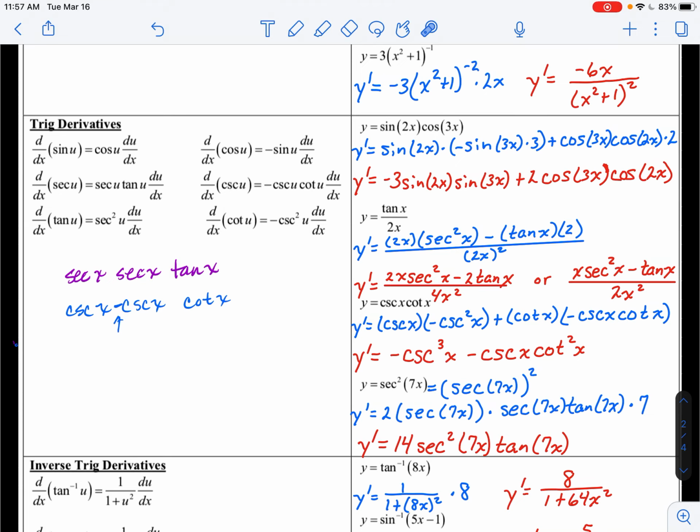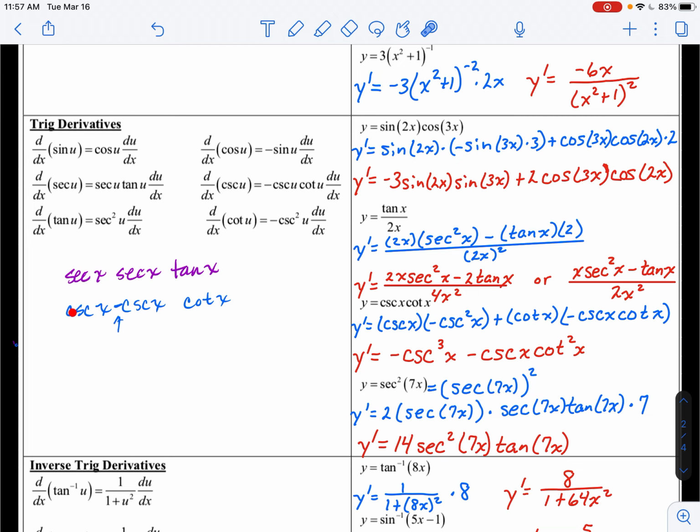Here's how I remember these. Cosine and sine, I have no problem remembering. It's these others that I can't remember. But I once found a video with strategies for remembering them. And if you can just remember secant, secant, tangent. So the derivative of secant is secant tangent. The derivative of tangent is secant squared.